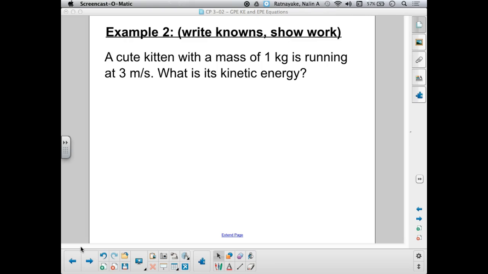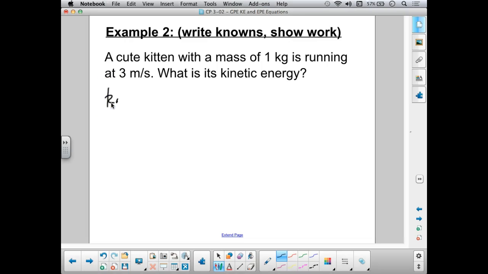Okay, let's try this problem. Same way. I'm going to write my knowns in a very clear spot so that I know what I know. I'm going to draw this kitten as a dot. You'll find that in physics problems we tend to be a little bit lazy with our drawings. We make the simplest drawing that gives us the relevant information. So I'm just going to show the kitten as a dot, and here's the ground, and I'm going to draw an arrow to show that it's running.